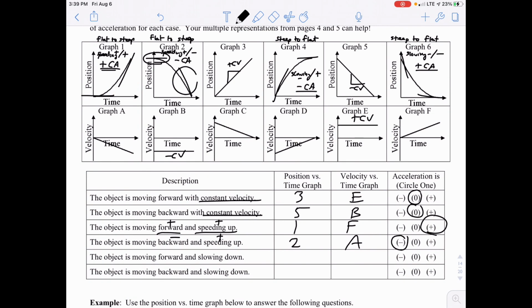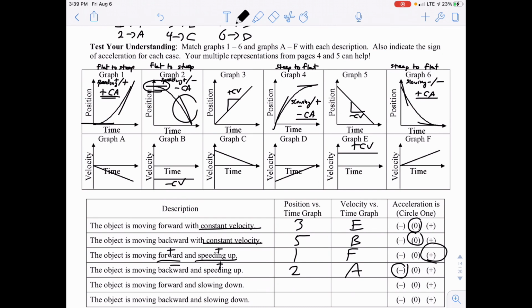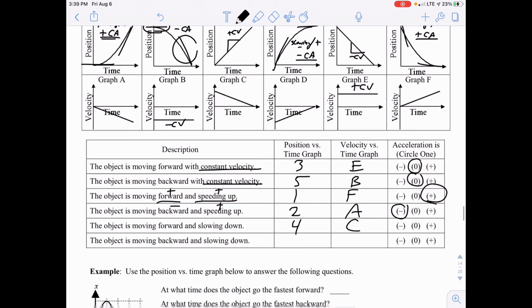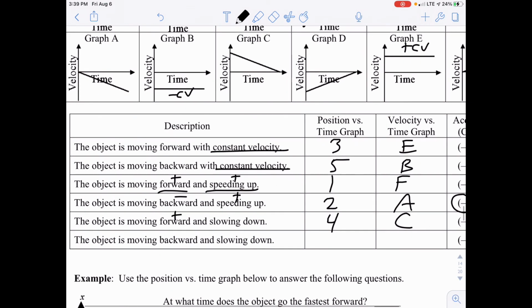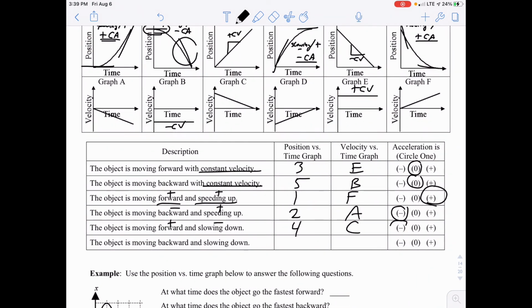All right, moving forward and slowing down. Forward and slowing down would be case number 4, right? And that matched with C, if you remember. And so if I'm going forward, that's a positive direction, but I'm slowing down, that's a negative change in velocity. Those combine to give us a negative acceleration. And then lastly, the object is moving backward while slowing down. So that would be 6, which matches with D. Backward and slowing down, both negatives combine to give you positive constant acceleration.